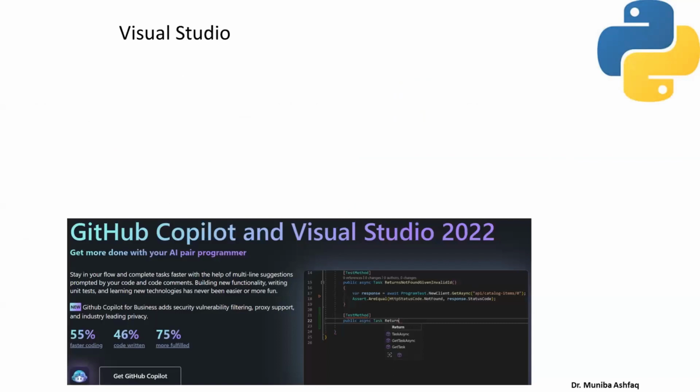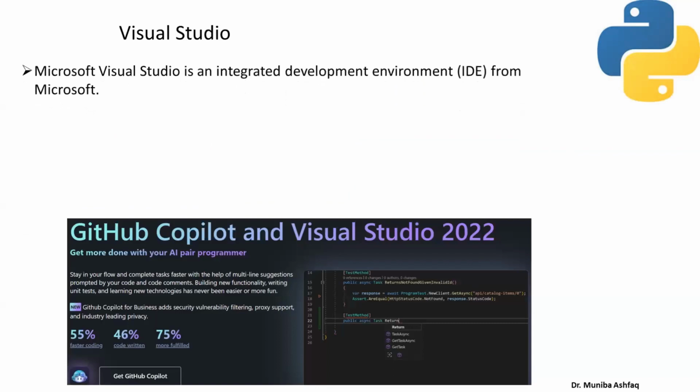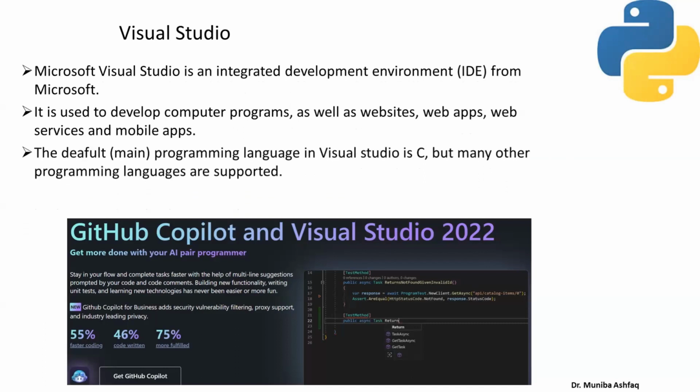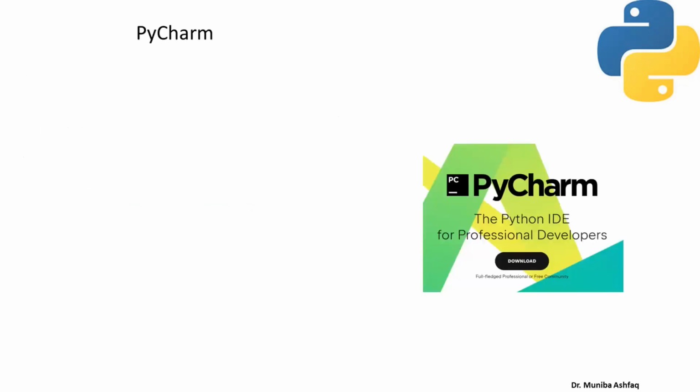Visual Studio. Microsoft Visual Studio is an integrated development environment from Microsoft. It is used to develop computer programs as well as websites, web apps, web services, and mobile apps. The default main programming language in Visual Studio is C, but many other programming languages are supported. The official website is visualstudio.microsoft.com.